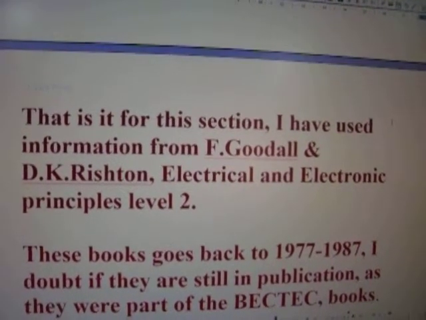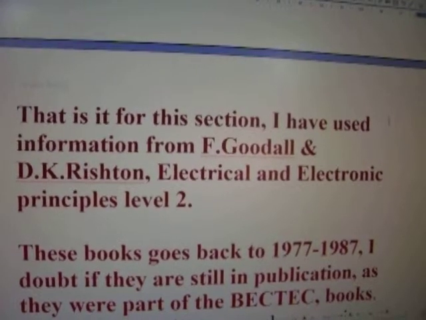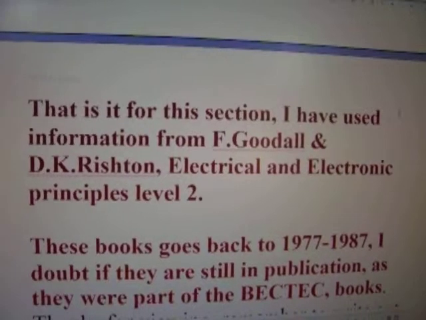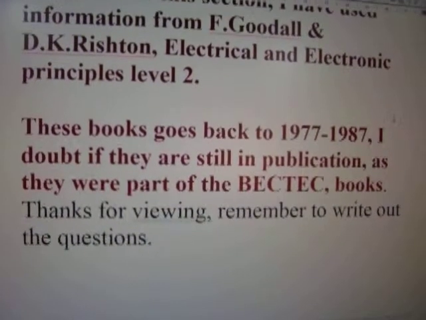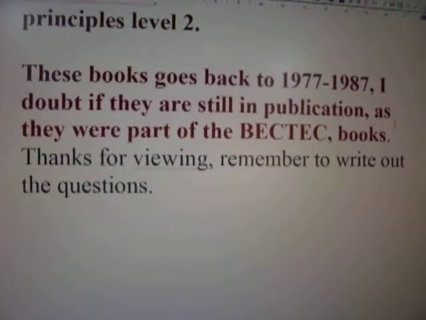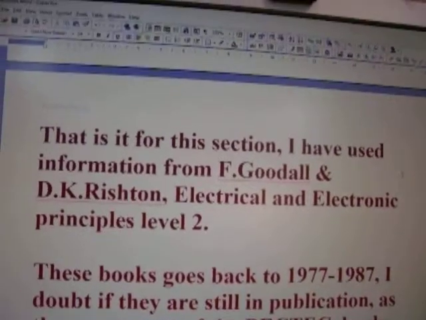Now, that is it for this section. I have used information from F. Goodall and D.K. Richton. Now, please note that these are books going back to 1977, 1987. I doubt very much they're in publication now. But again, thank you for viewing this video, and I hope we will see each other again in due course.